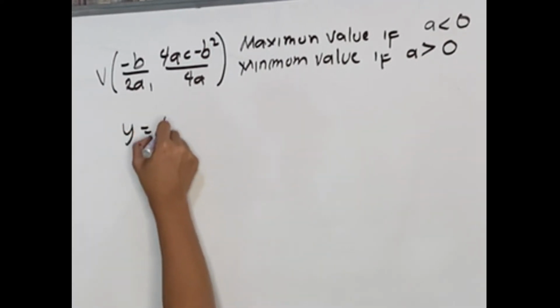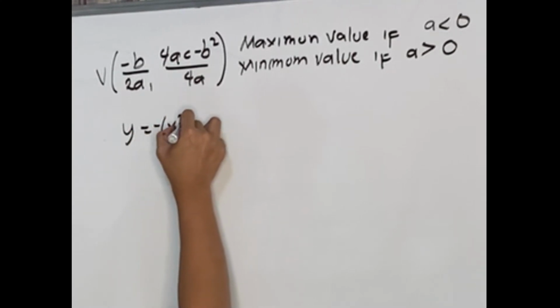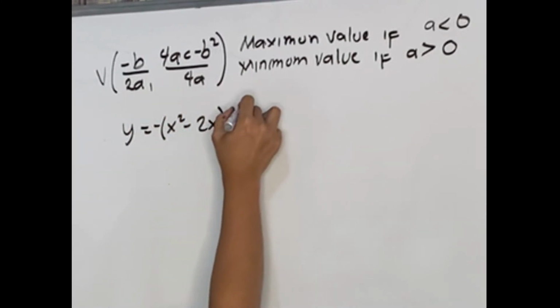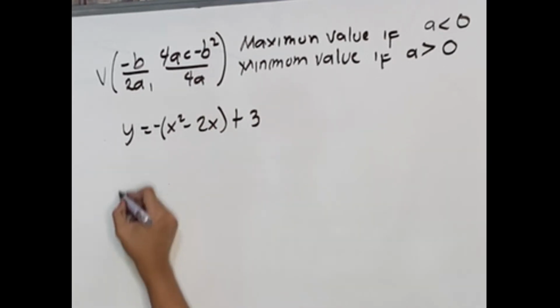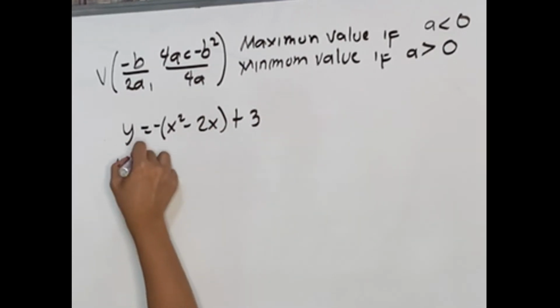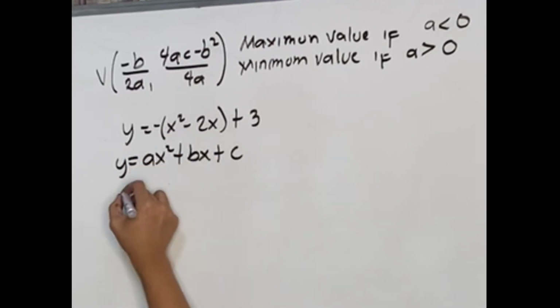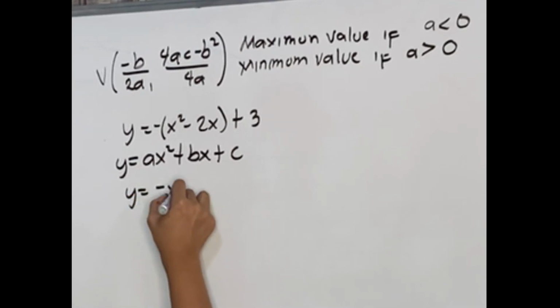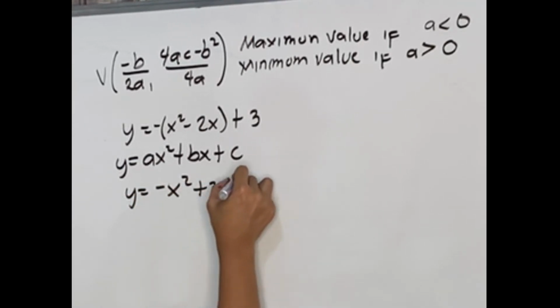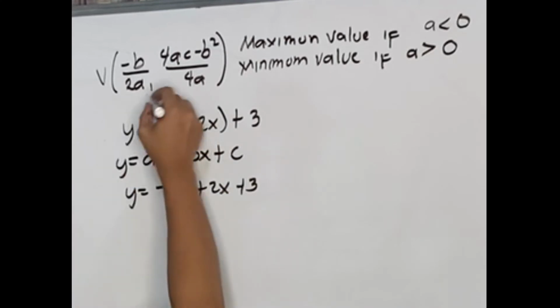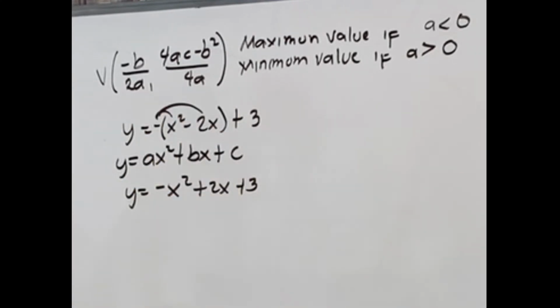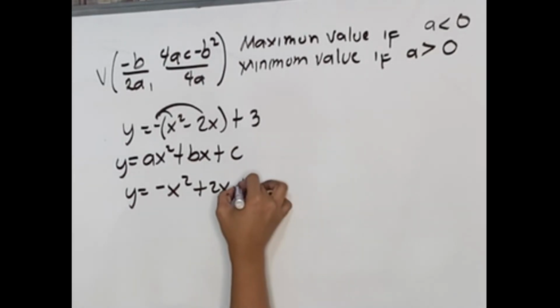Y is equal to negative x squared minus 2x plus 3. Okay, so we will be rewriting the equation as y is equal to ax squared plus bx plus c. So y is equal to negative x squared plus 2x plus 3. Distributing our negative sign outside, the answer will be negative x squared plus 2x and add 3.